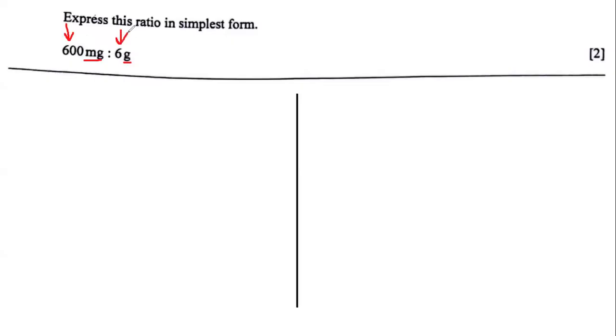We need to first convert milligrams to grams, right? We have to make these two the same. There are 2 ways you could do it. You can either convert milligrams to grams or grams to milligrams. It's your option, but whichever way you choose, you still have to make the units the same. You can make both of them g or both of them mg. That is the truth of the matter.